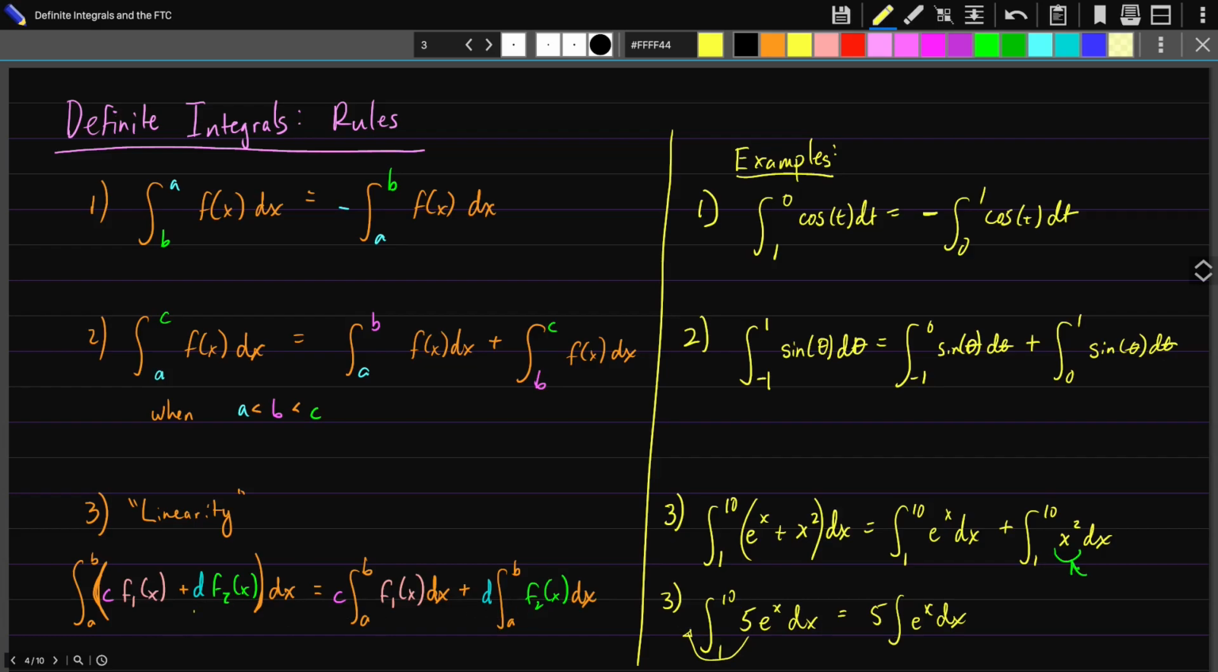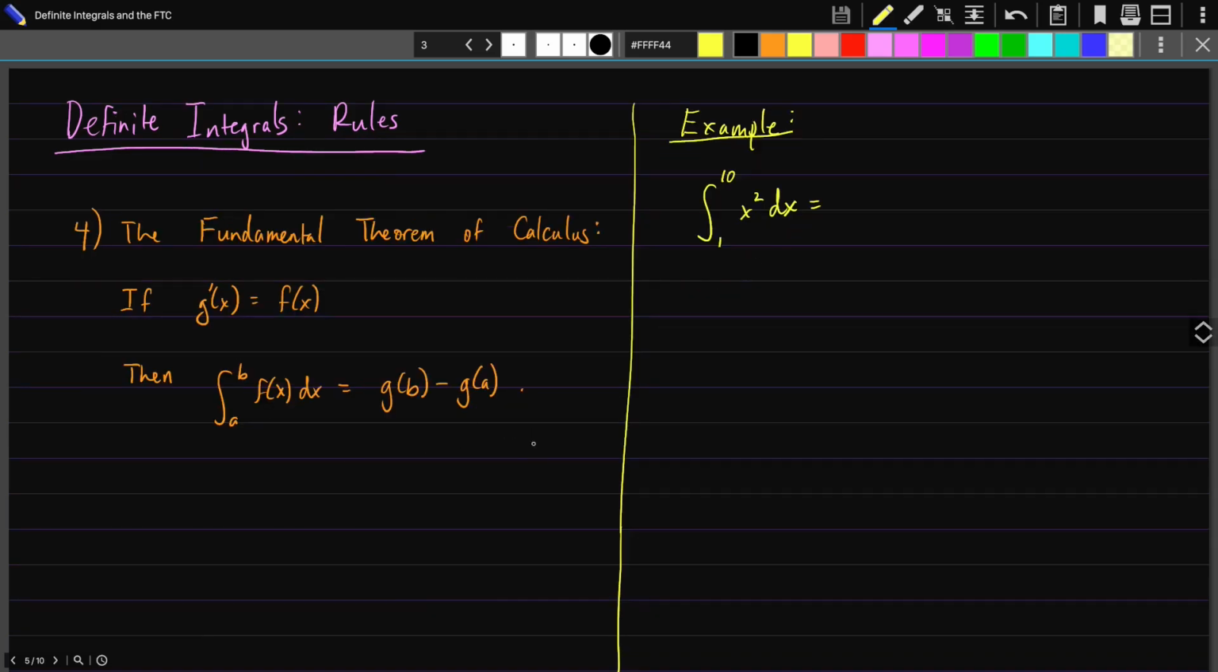Well, really what I've done is I've just set d equal to 0 here, and then there is no second term. So this is actually a consequence of our linearity property. But the important thing to realize here is, just like when taking derivatives, when you're computing integrals, you can pull out a constant.